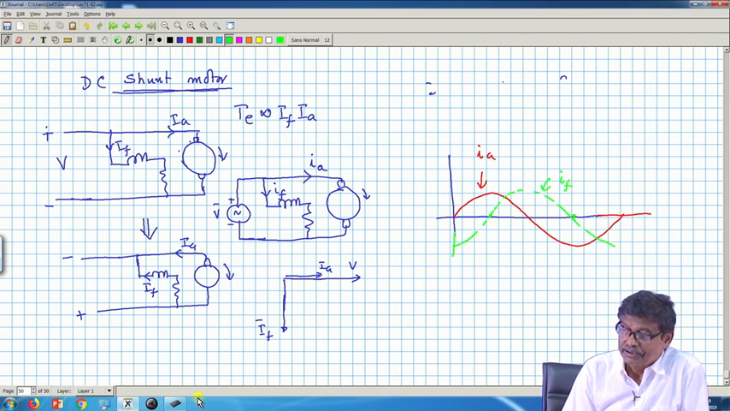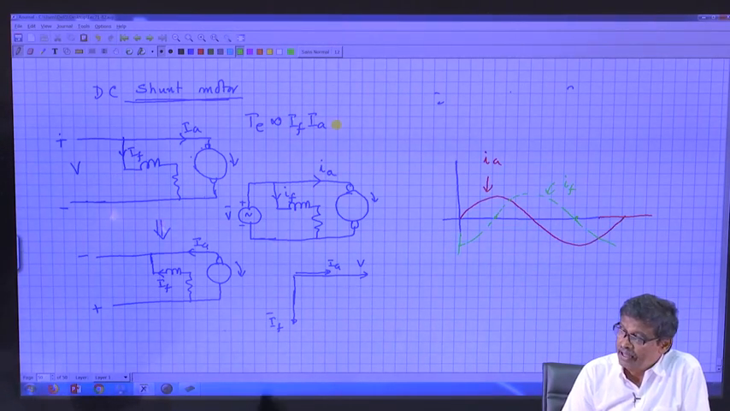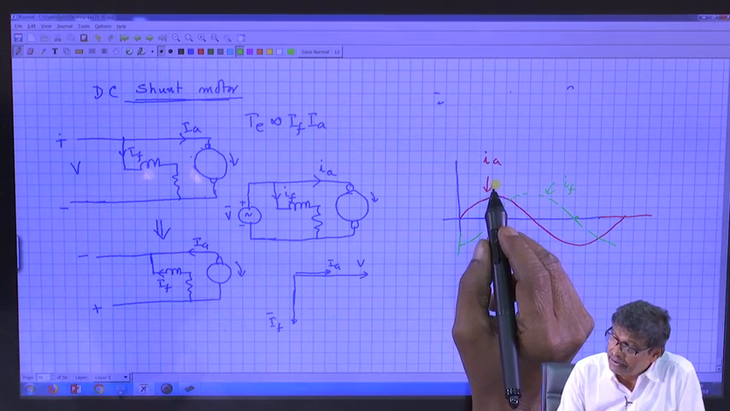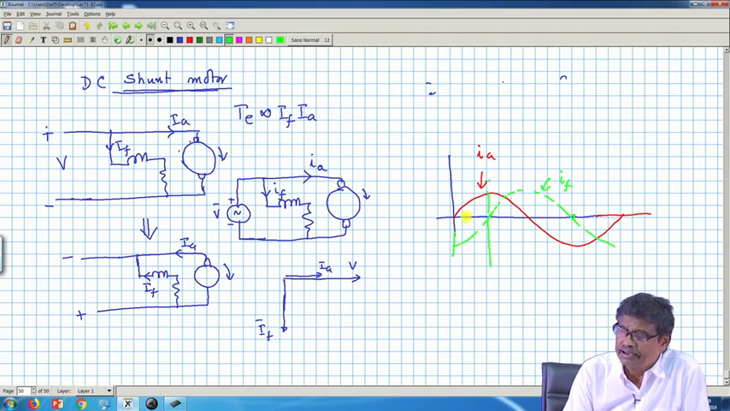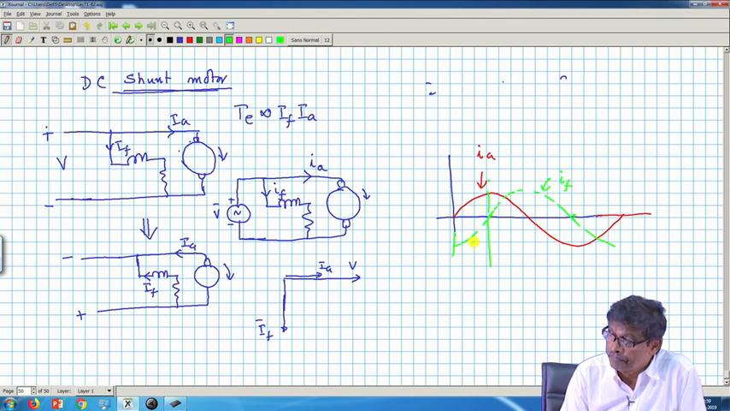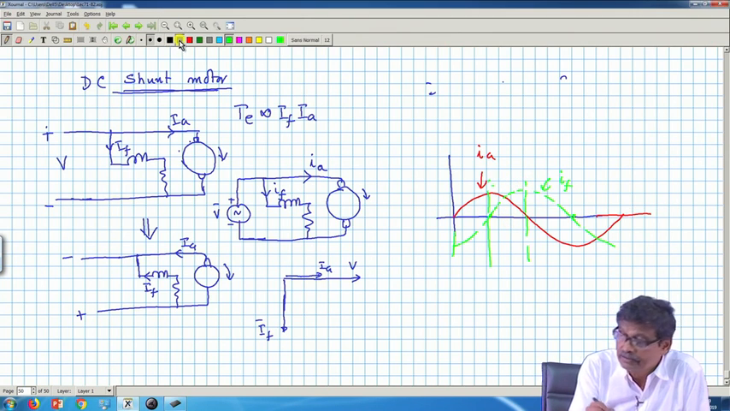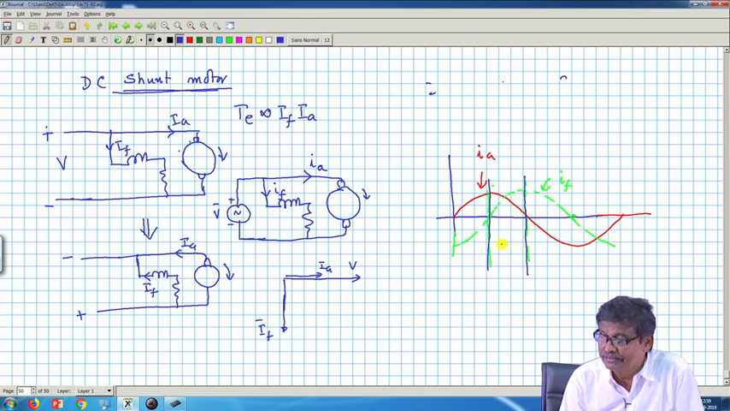Therefore, you see that torque, which is proportional to IF IA, and mind you this is a 20 millisecond, 50 hertz supply. Therefore, in this zone if you see, IF into IA, this product, is negative. During this zone IF and IA product is positive, is not. During this zone IF IA product is negative, during this zone IF IA product is positive.